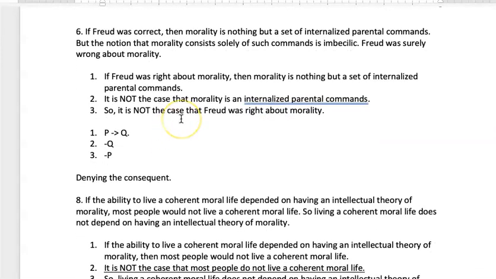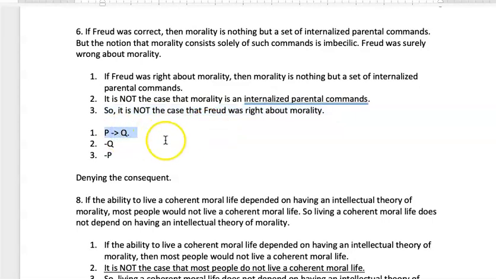If Freud was correct, then morality is nothing but a set of internalized parental commands. But the notion that morality consists solely of commands is imbecilic, which means not that, right? Freud was surely wrong about morality. So if Freud was right about morality, then morality is nothing but a set of internalized parental commands. It is not the case that morality is just internalized parental commands, so it is not the case that Freud was right about morality.